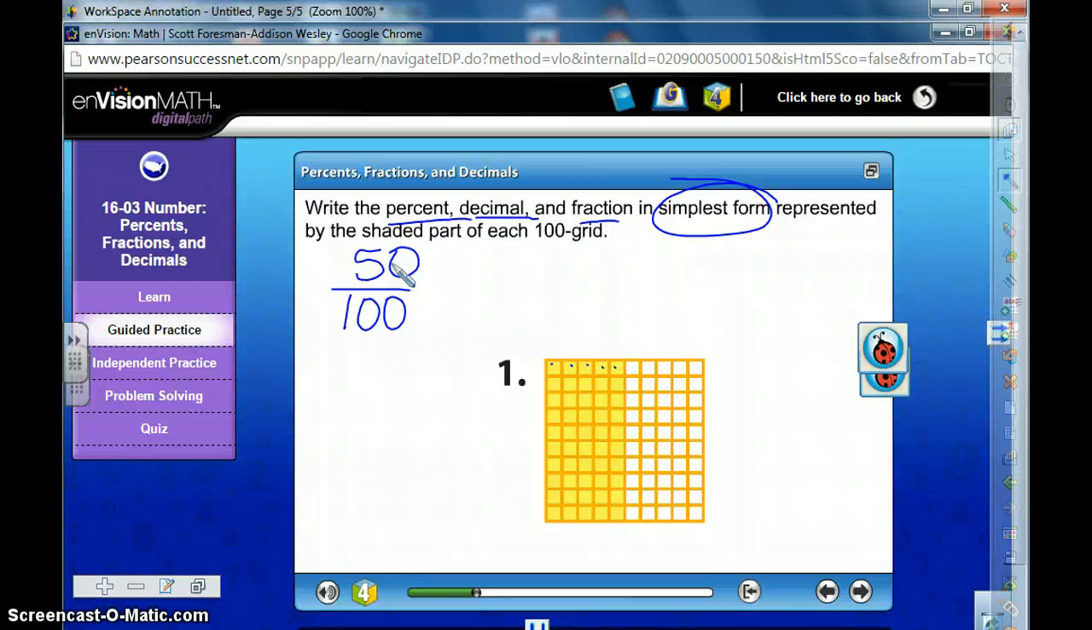What can I divide both numerator and denominator by, Bella? Divide it by 50. When I do that, I get 1 over 2, 1/2. We did it as a fraction in simplest form. Very good. Now we need a decimal and we need a percent. Percent is the easiest. 1/2 here, or 50 over 100, is what percent? Austin, 50%.